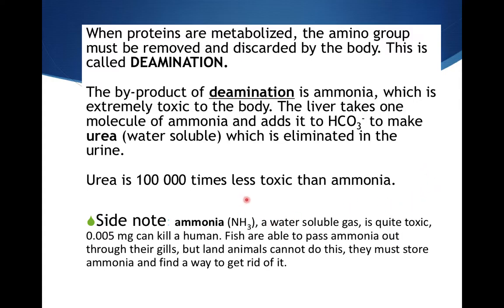For a side note here, ammonia, which is a water-soluble gas, is really toxic, and 0.005 milligrams can kill a human. Fish pass the ammonia out through their gills, and land animals can't do that, so they have to store ammonia and find ways to get rid of it. For us, we store it in the form of urea, which is then accumulated by our kidneys into our bladder, and then we urinate it out.